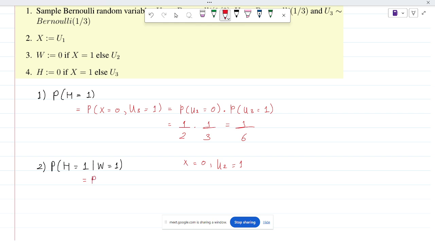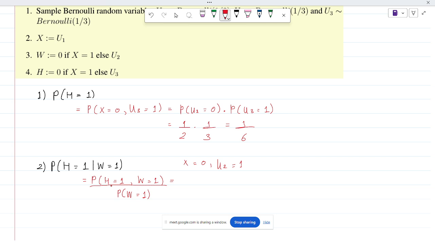So I'm just going to write this down over here. According to our conditional probability equation, this basically means probability of H equals 1 and W equals 1 divided by the probability of W equals 1. We essentially do not need to go all the way here, but I have found that students sometimes struggle with this as well. So just to reiterate how this works.